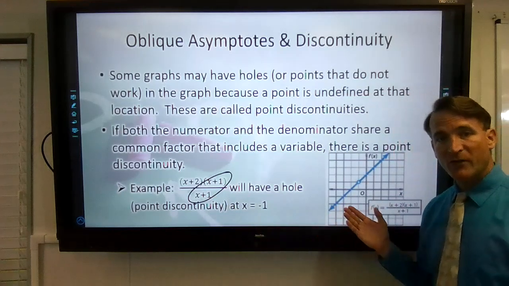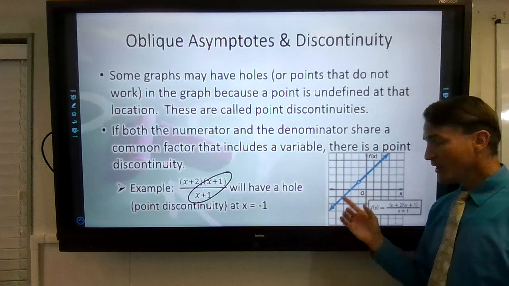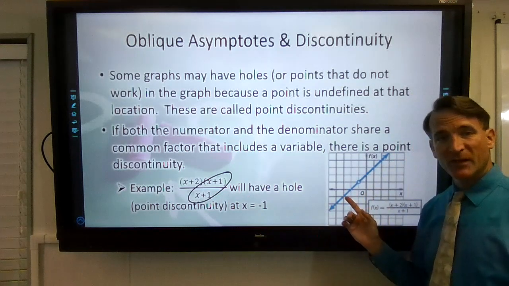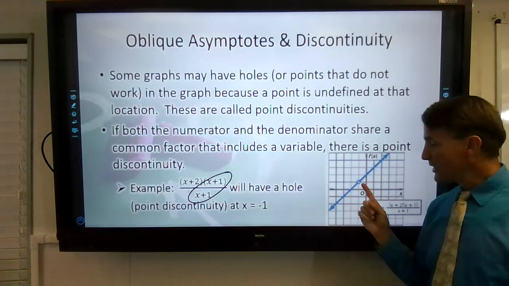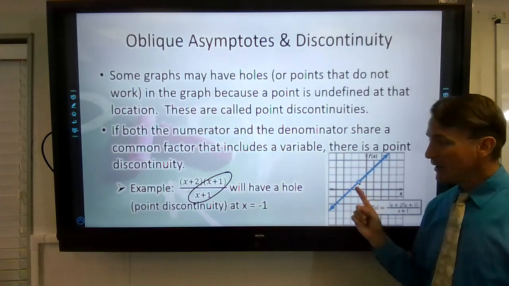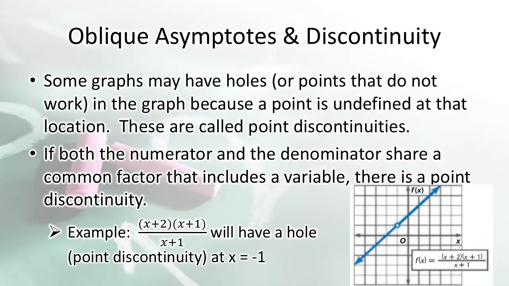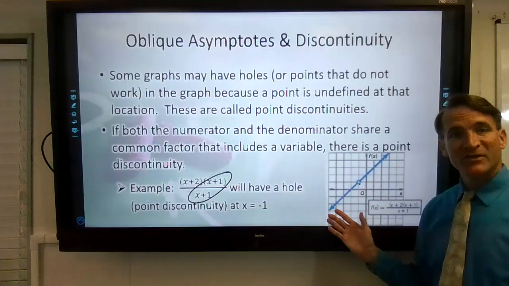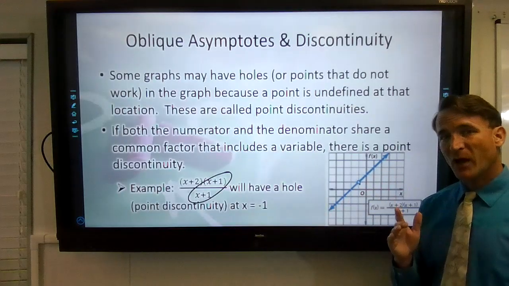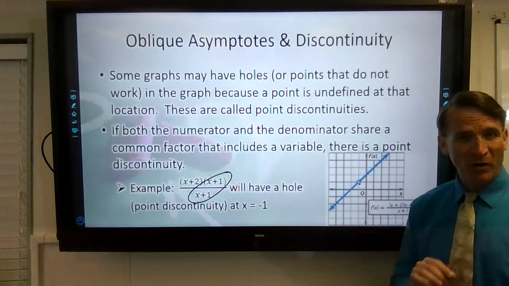If we look at the graph here, you will notice that the line does go straight through. However, there is a hole right here at x equals negative 1. So rather than it being a vertical asymptote, it is a hole. So it jumps over that particular point, and therefore it is discontinuous. This line does not continue throughout. It has a broken part to it.